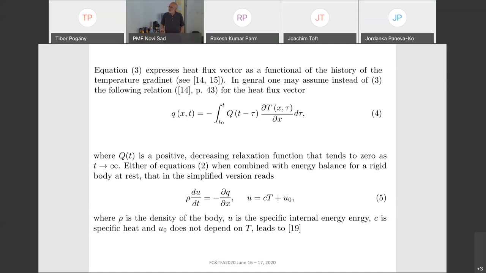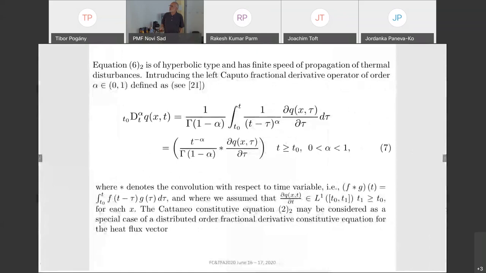Internal energy changes as a divergence of heat flow. So here is only the one-dimensional case, that's just this partial derivative. Now, to talk about fractional derivatives in heat conduction problems, I start with a well-known relation that we have heard many times.